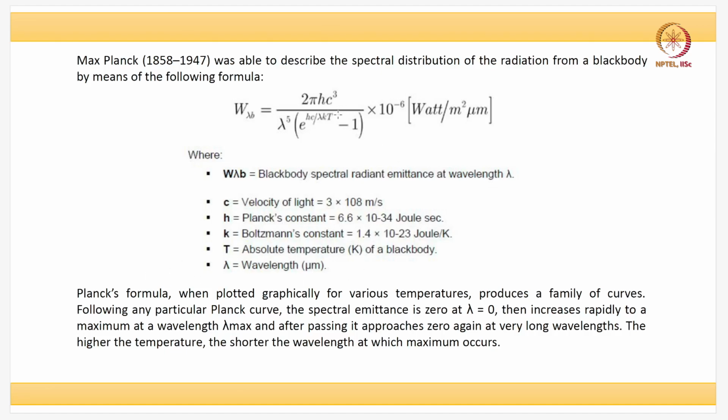This now has a temperature. You can see the temperature is right there. So for various temperatures, it will produce families of curves if you look at it carefully. So for any particular Planck curve, the spectral emittance is 0 at lambda equal to 0, and then increases rapidly to a maximum at some wavelength, and then passing it again, it goes to 0 at very long wavelengths. So this is how it actually functions.